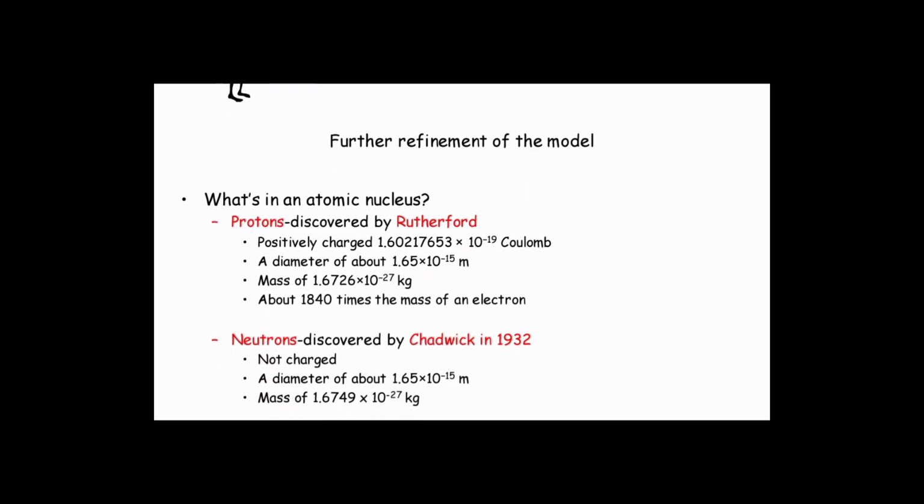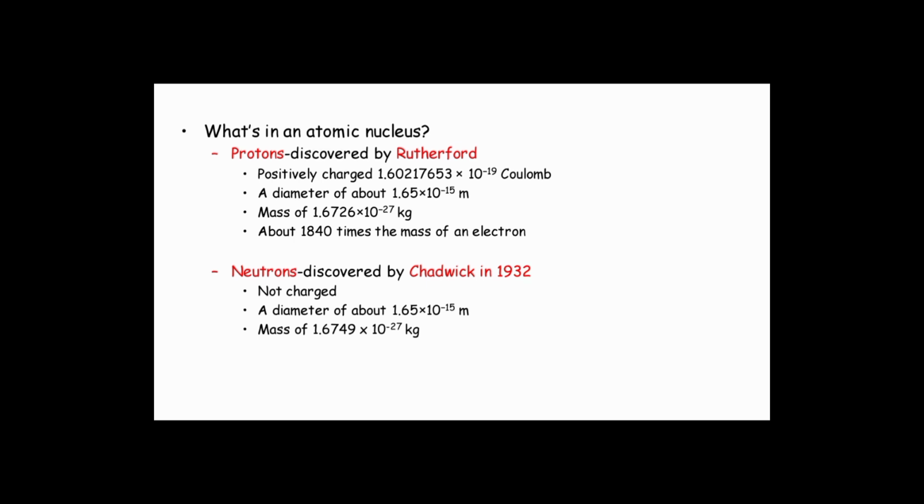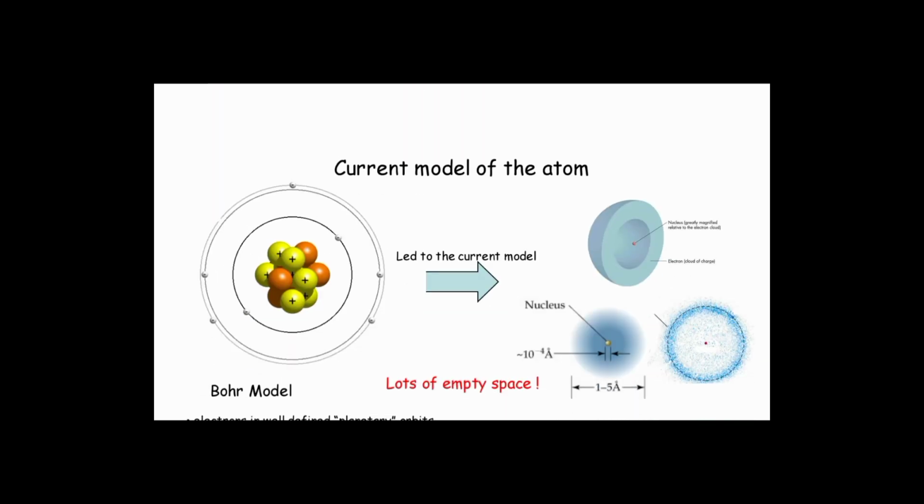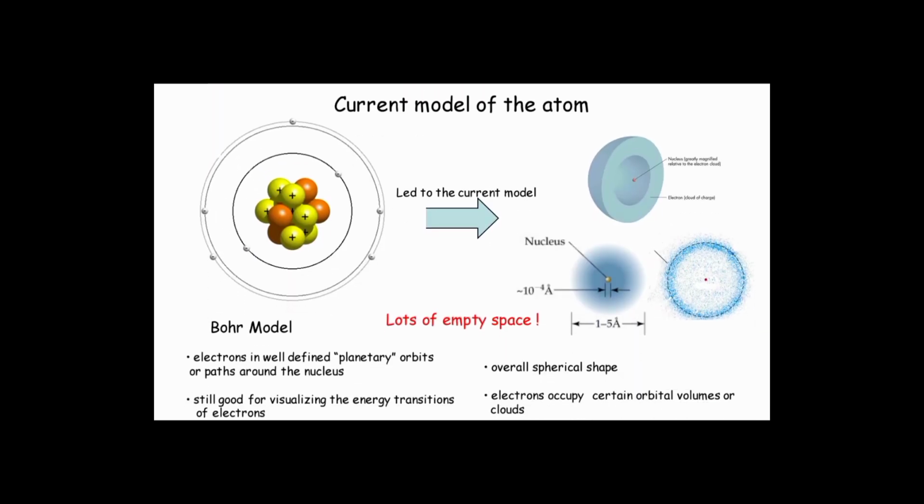What is an atomic nucleus? What is present inside the nucleus of an atom? Positively charged particles, by Rutherford. You can see these values from here. Current model of atom. Where is the Bohr model? Lots of empty space, and the nucleus.